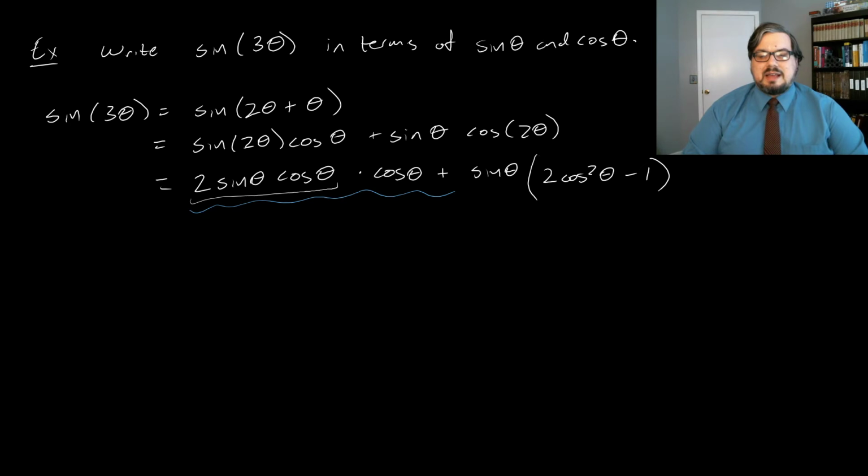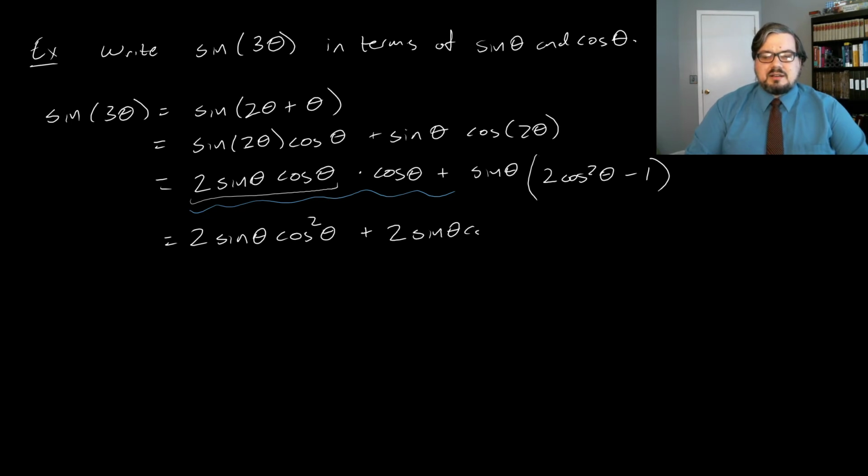So we could write this as 2 cosine squared theta minus 1, and therefore we can get 2 sine theta cosine squared theta plus 2 sine theta cosine squared theta minus sine theta. And now we can simplify further. The first 2 terms are like terms, and so we get 4 sine theta cosine squared theta minus sine theta.